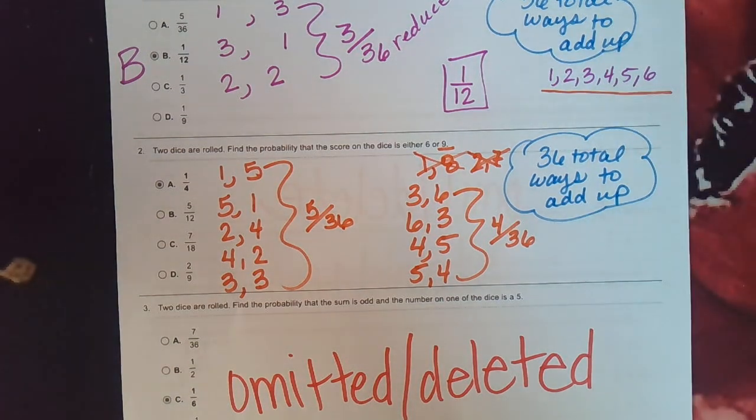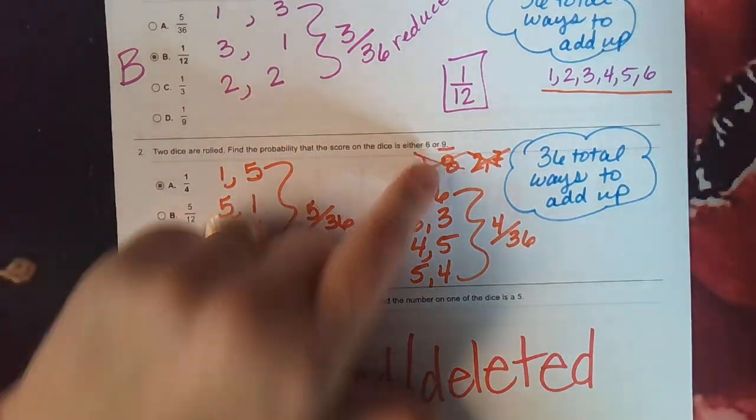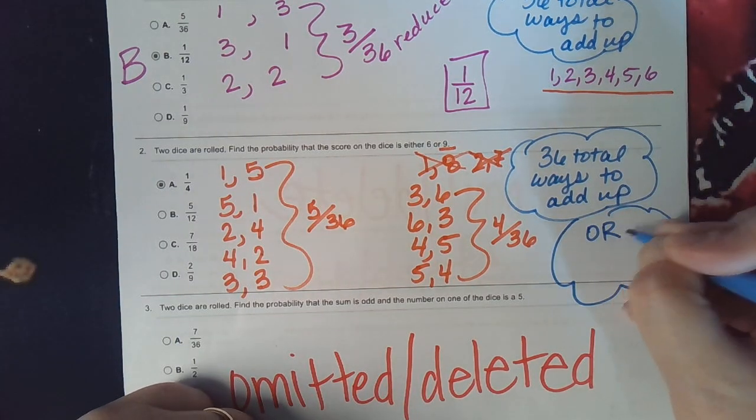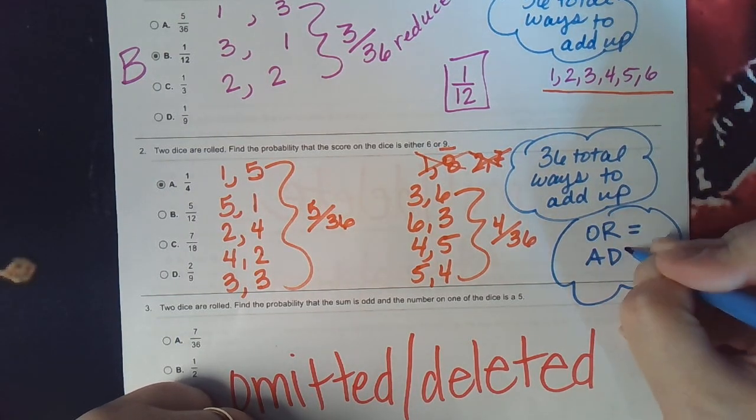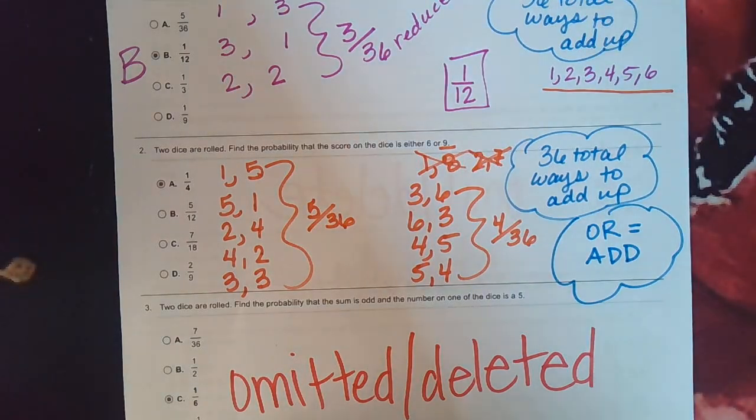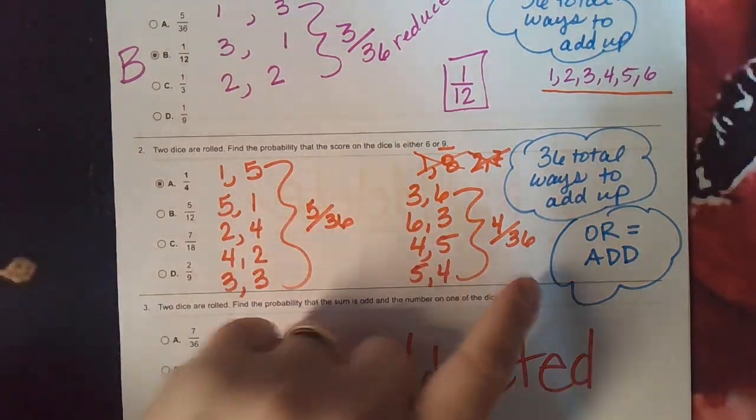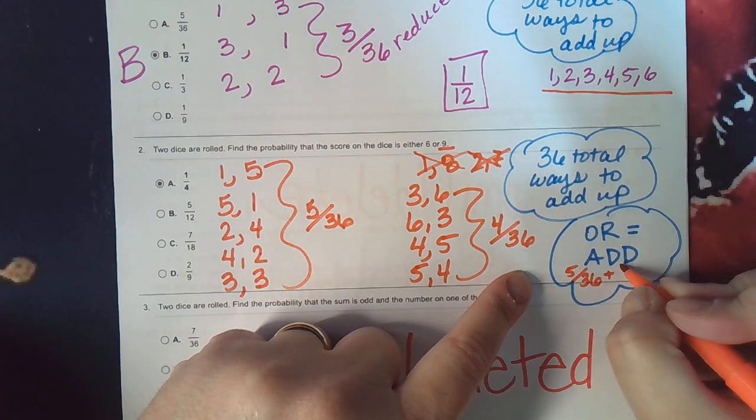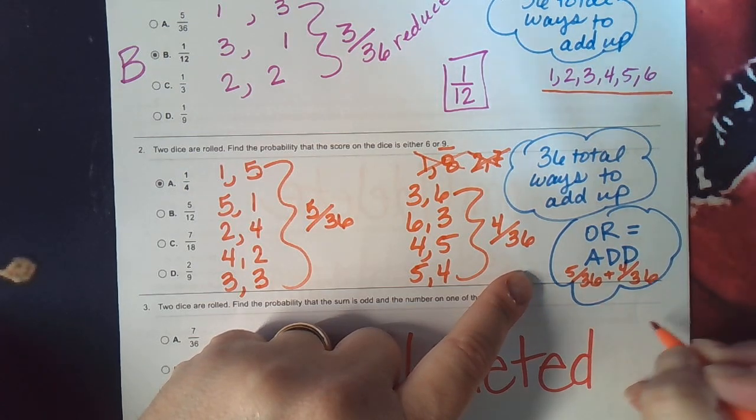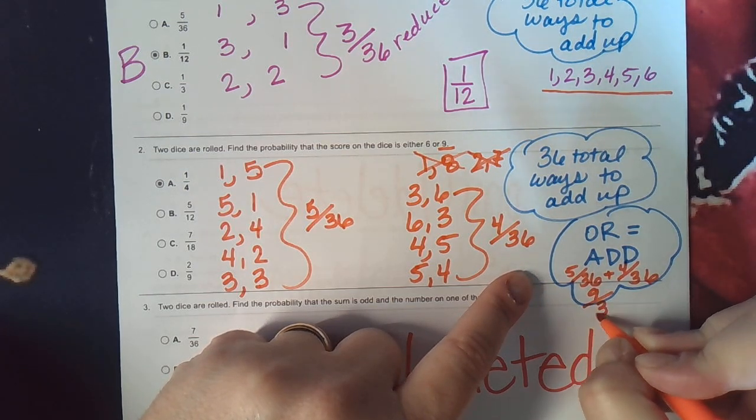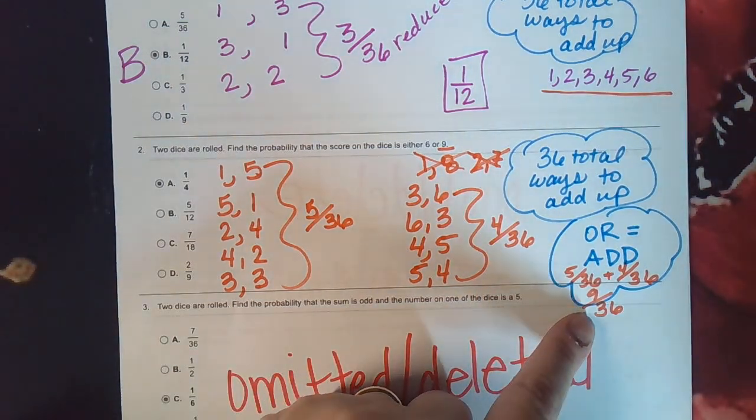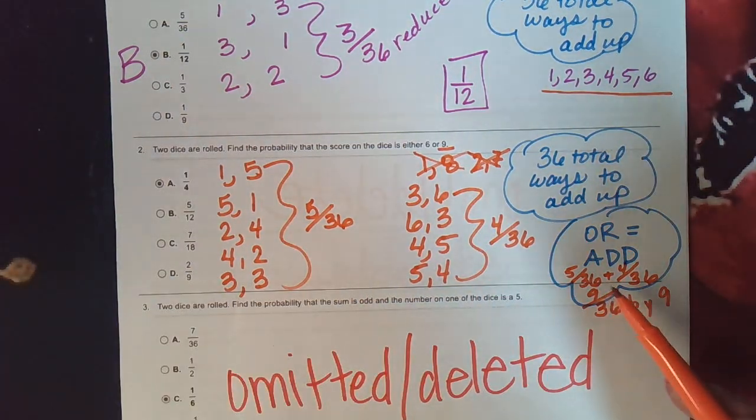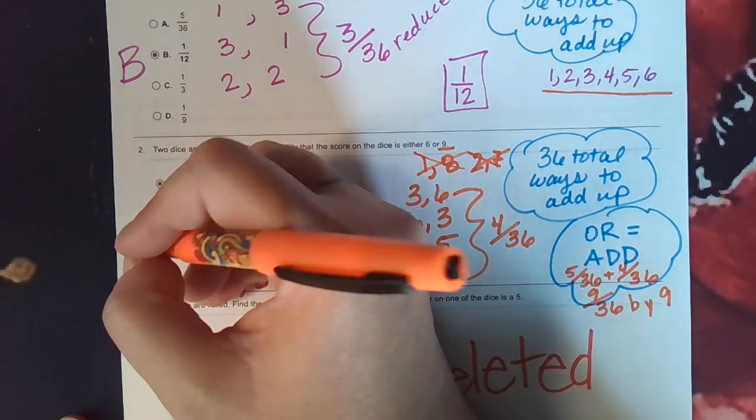Okay, now it has this word or. I would write on your cheat sheet that or means add. So let's add our 2 fractions. We're going to have 5 over 36 plus 4 over 36. That equals 9 over 36. And if you reduce it by 9, it becomes 1 over 4, or A.